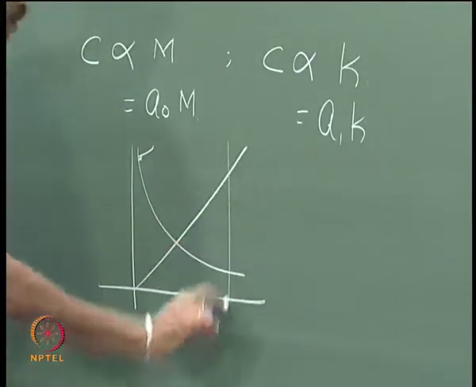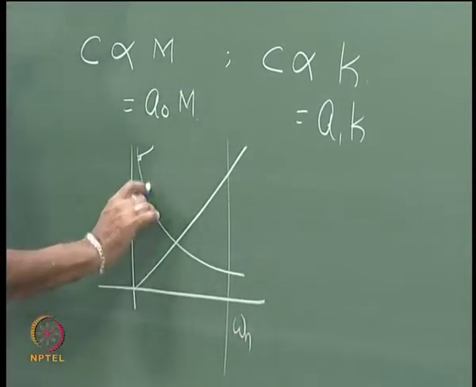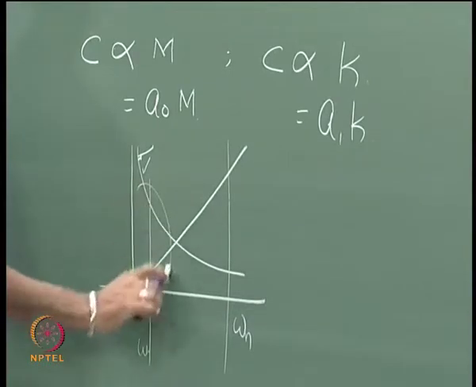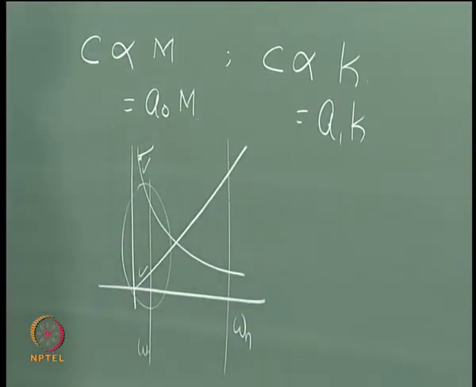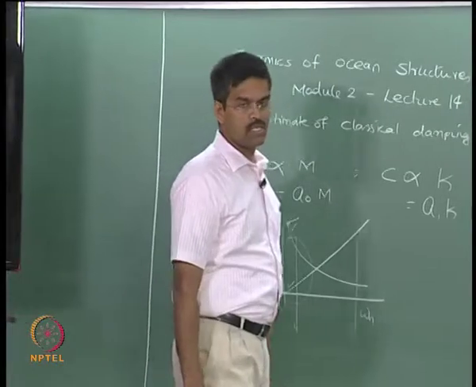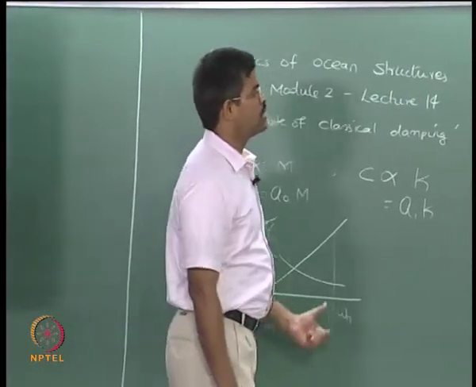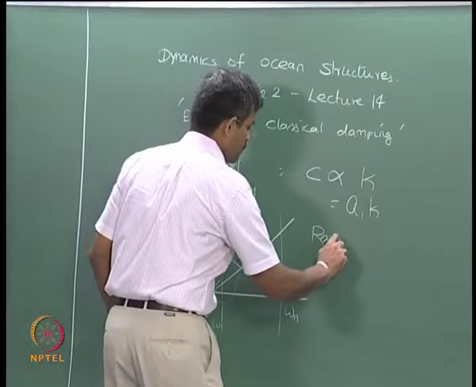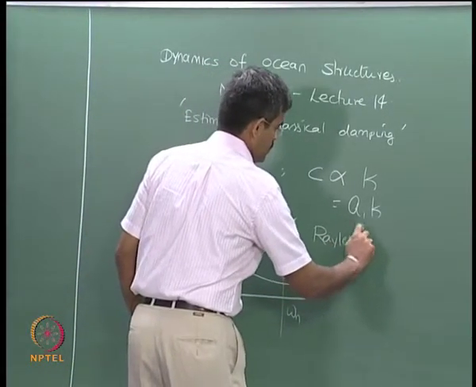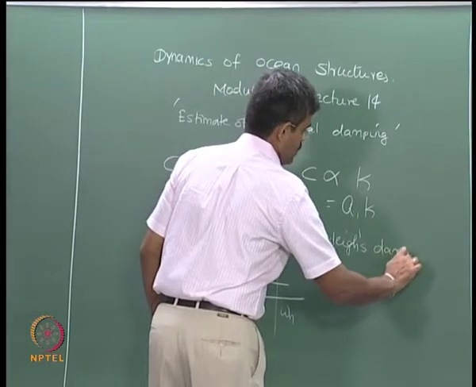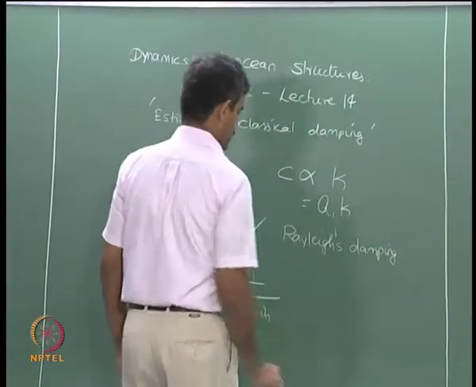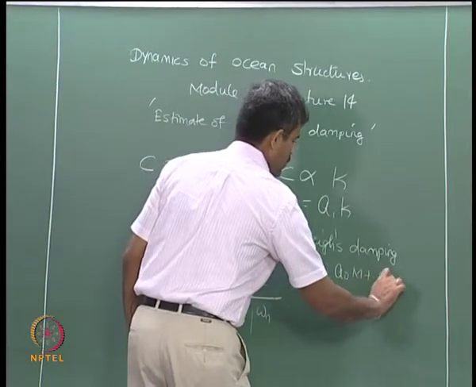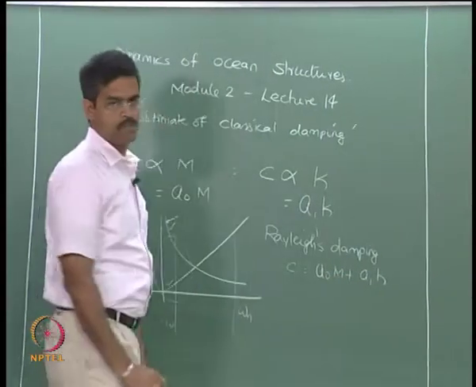So, for any higher values of omega or any lower values of omega, either you consider this or this, you have got a drastic variation, and this did not match with the experimental studies conducted by people. Therefore, we said that let us resort to a new model which is suggested by Rayleigh, and Rayleigh damping says that the damping matrix can be proportional to both stiffness and mass.